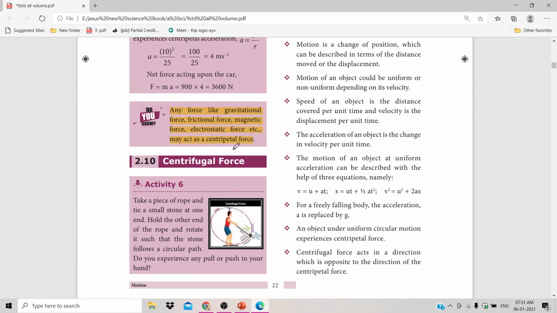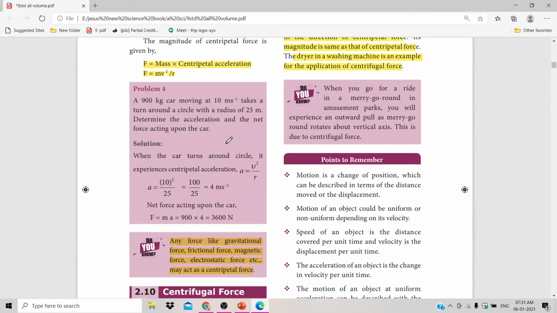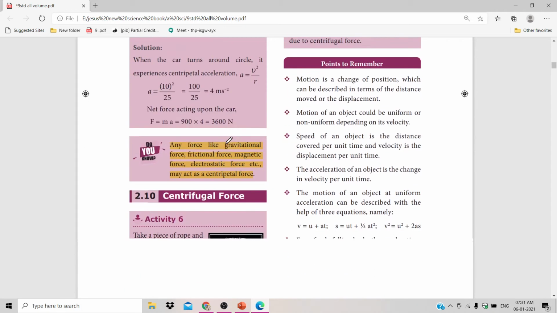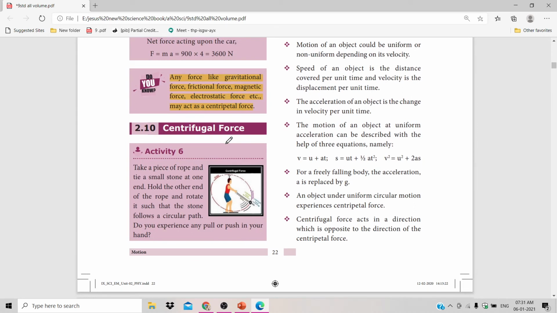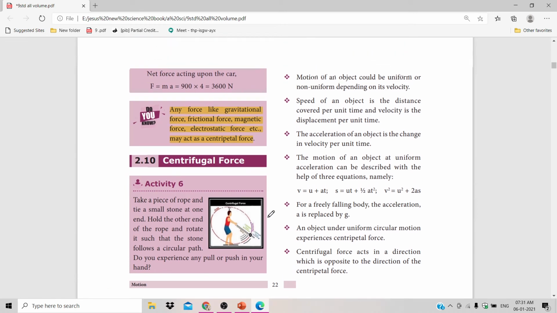Other centripetal forces are gravitational force, frictional force, magnetic force, and electrostatic force. I think you understand centripetal force. In a simple manner, we say that with centripetal force the object likes to move inward radially. Then centrifugal force: here a man takes a thread and a stone and starts rotating it, and the stone likes to move outward. That is called centrifugal force.